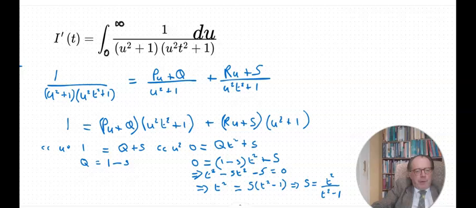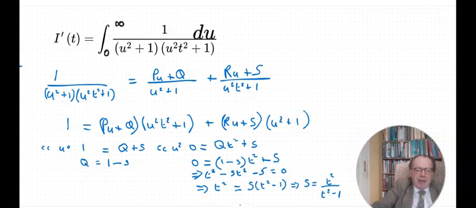And so if we look at the partial fractions calculation, we eventually see that 1 equals pu plus q, all multiplied by u squared t squared plus 1, plus ru plus s, all multiplied by u squared plus 1. And if we compare the coefficients of u to the 0, 1 equals q plus s. And if we compare the coefficients of u squared, 0 equals qt squared plus s.